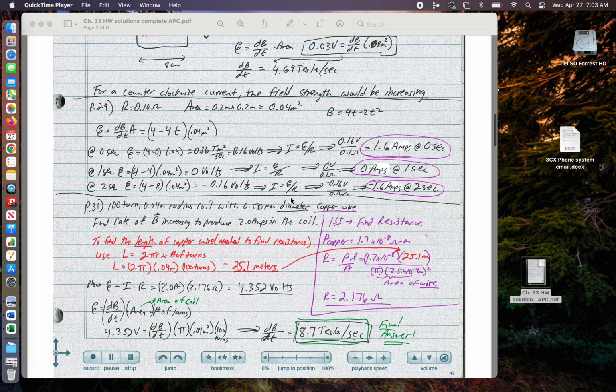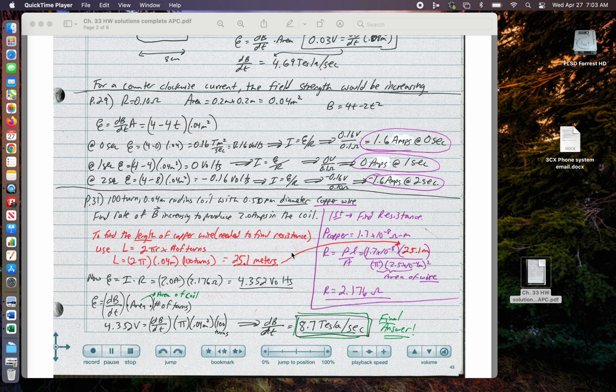For problem 29, I think we went over 31 in class, but for 29 you can see I screwed up a little bit with which problem I was looking at. This is a 20 centimeter by 20 centimeter square, with a resistance of 0.1 ohms. The magnetic field perpendicular to the loop is B equals 4t minus 2t squared. So this is a calculus-based problem. The EMF is the rate of change of flux with respect to time, so it's the field strength with respect to time times area.